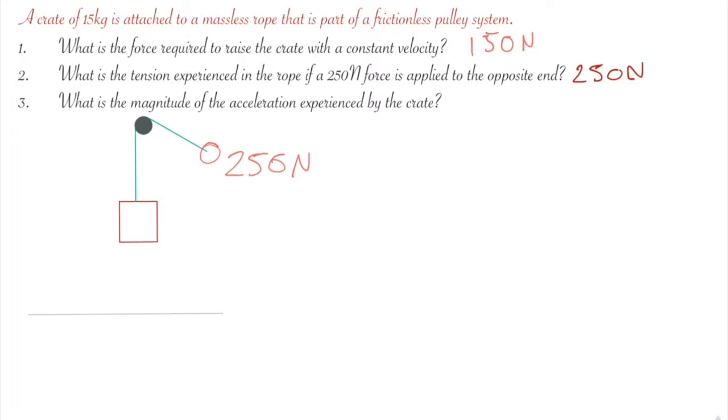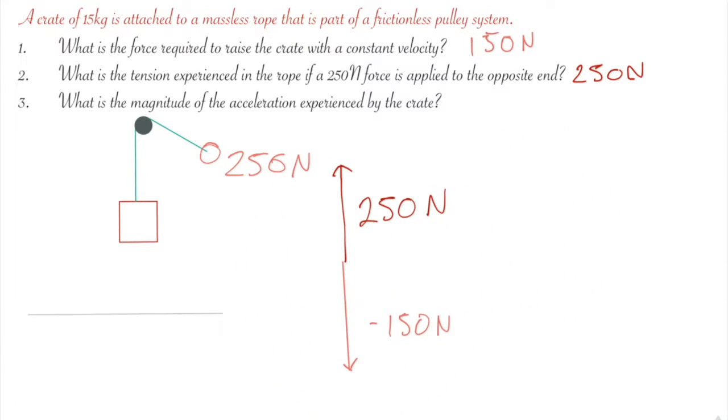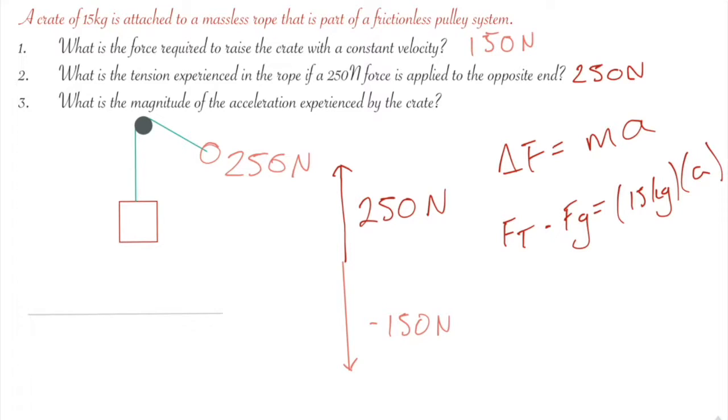All right, so now the third question, what is the magnitude of the acceleration experienced by the crate? I'm actually going to bring back that free body diagram. So as we discussed earlier, what is our net force? How does that relate to acceleration? Well, the forces that we have acting on here are the tension force minus the force of gravity. That's going to give us our net force in the vertical direction. And then our mass is 15 kilograms. And our acceleration is what we're looking for. What is the magnitude of the acceleration of the crate? So just mental math, 250 newtons from the tension force minus the 150 newtons from the force of gravity.